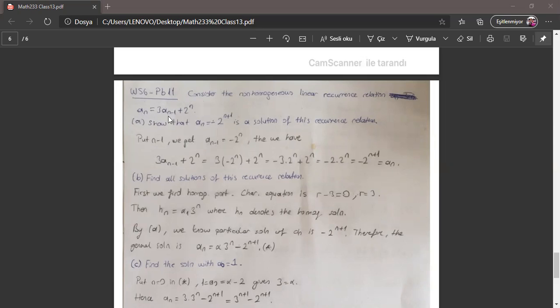So we start from the right, okay? We have 3a sub n minus 1 plus 2 to the n. We have this one. So instead of a sub n minus 1, we write this and get that. So we have this and this. And it can be written in this form, okay? And what's this? It's a sub n, right? It's given already. So on the left, we have this. On the right, we have a sub n, okay? So we show the equality. It means this is a solution.